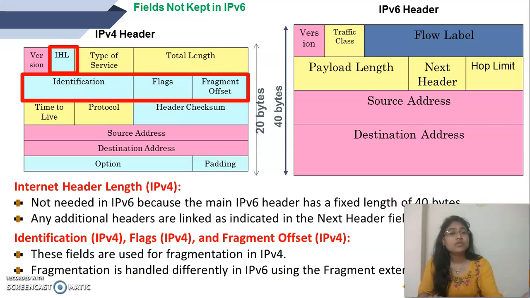So if we want to perform the fragmentation process, then we have to use the fragmentation extension header in case of the IPv6 header. But in case of IPv4, the fields related to the fragmentation process are directly included in the header format.